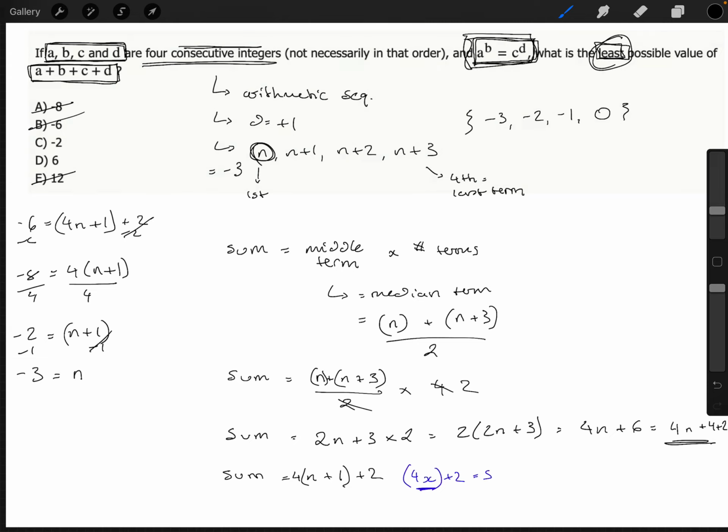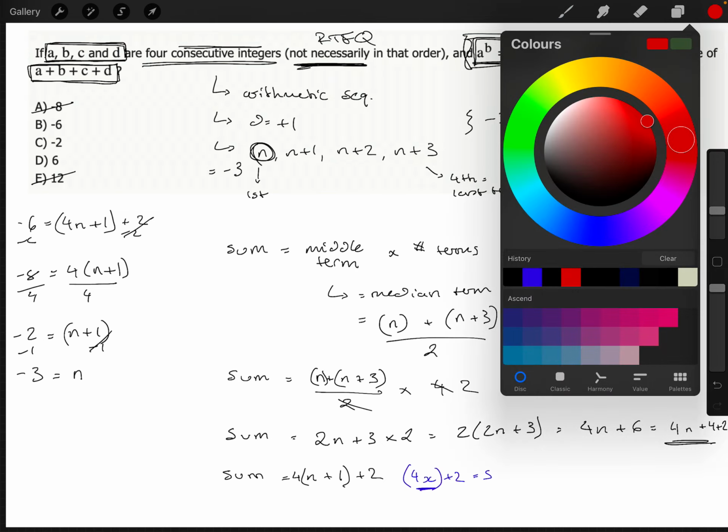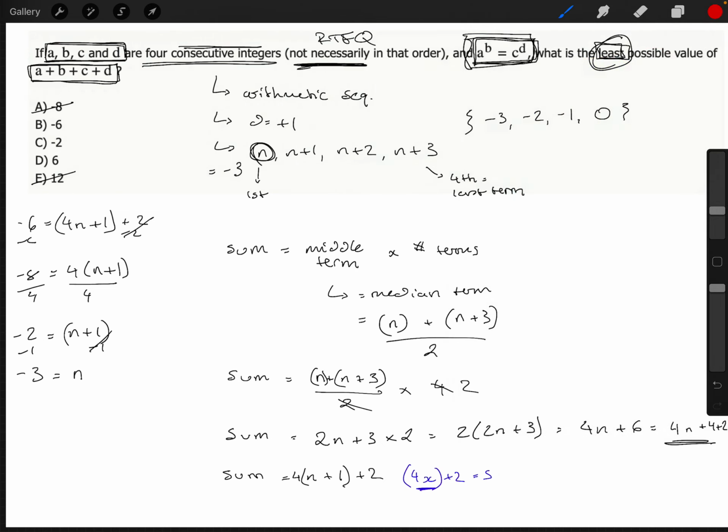Now you actually see we can take the 4 out, or we can do one better actually. We can say that is actually 4n plus 1, because 4n times 1 is just the 1. So we can take that out and we can divide this by 4, divide this by 4. So we have minus 2 equals n plus 1. Then we have minus 3, because we're going to minus the 1, minus 1 equals n. So we know n, the nth term, equals minus 3.